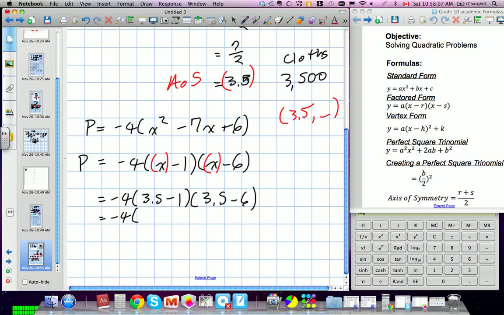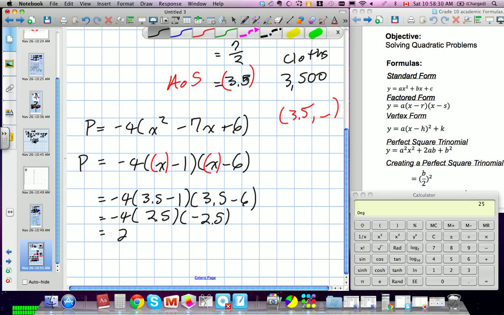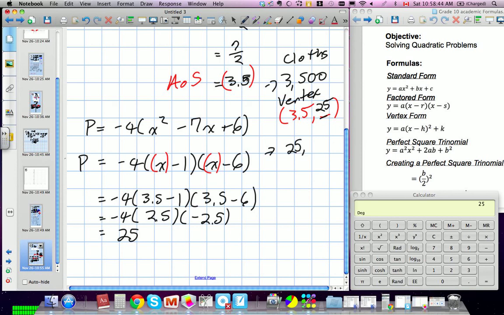Okay. So we get negative 4, 2.5, and negative 2.5. That's what's important. We're going to multiply these together. So negative 2.5 times 2.5 times negative 4 is 25. And that's also in thousands. So our vertex, or the max, is if they sell 3,500 clothes, how much money will they make? $25,000. That's at their max profit.